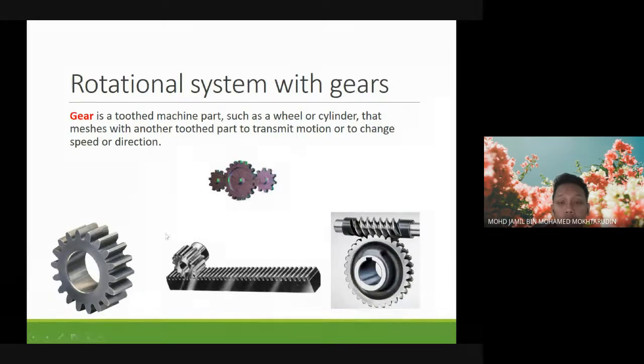I think you learn gears in mechanical design. Okay, the best subject in UMP.